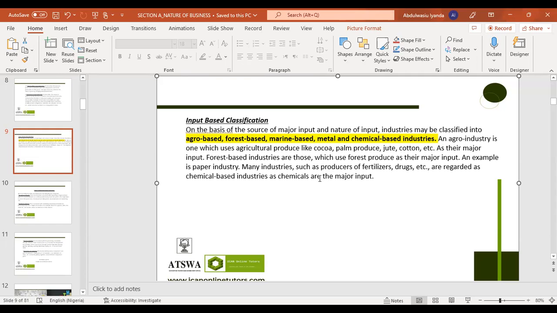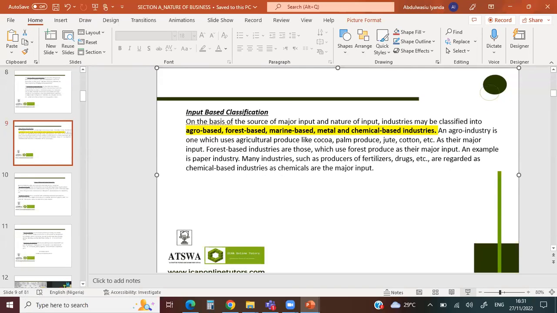What we are looking at now is input-based: before you have your output, how do you get your raw material? Agro is agricultural produce. Forest is forest produce. Chemical-based industry uses chemicals as their major input. Okay? That is input-based classification.